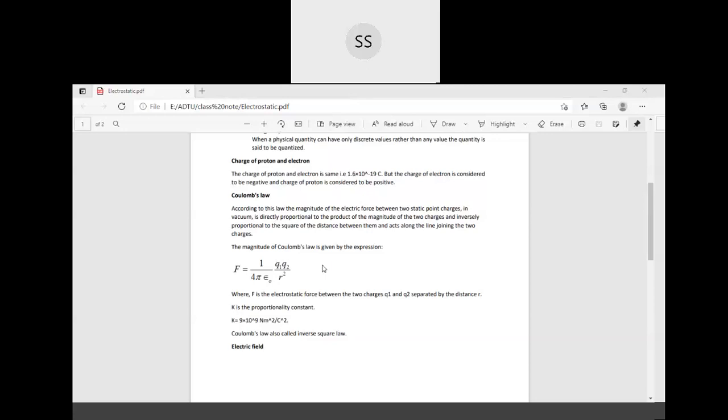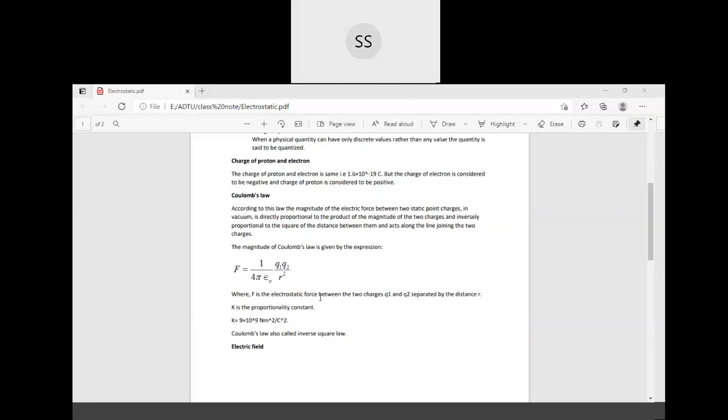By Coulomb's law, we will calculate the amount of force of attraction or repulsion between two electric charges. That force is called electrostatic force.